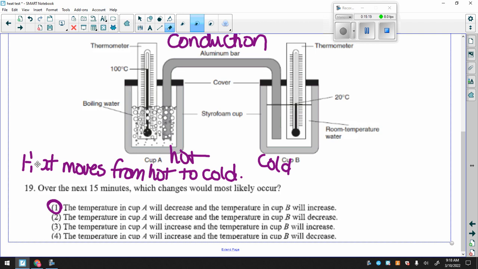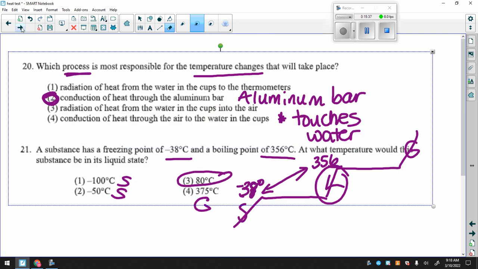Are we good? No, I get it. Why? The why is heat moves from hot to cold. That's the why. All right. Are we good? Next one. 20.